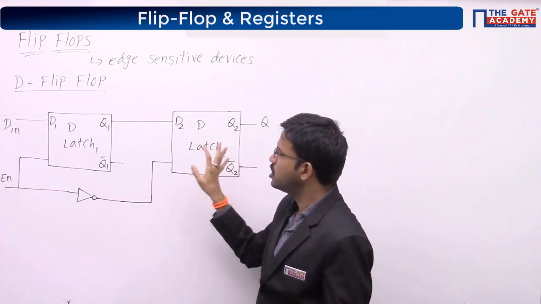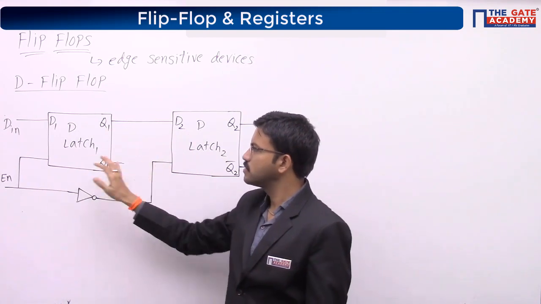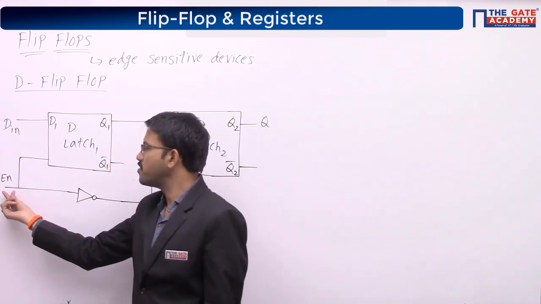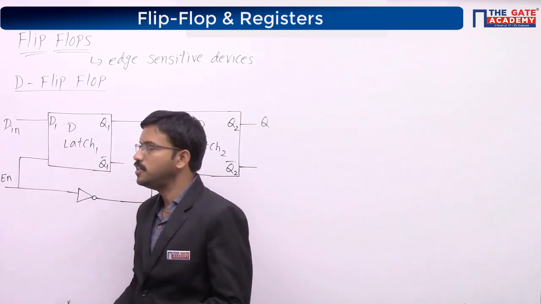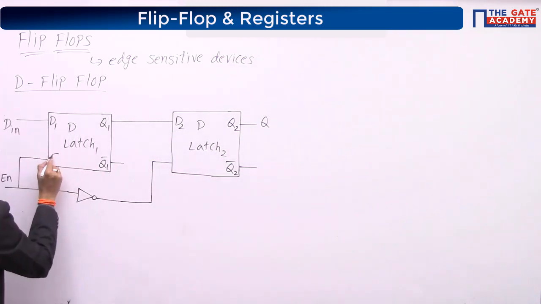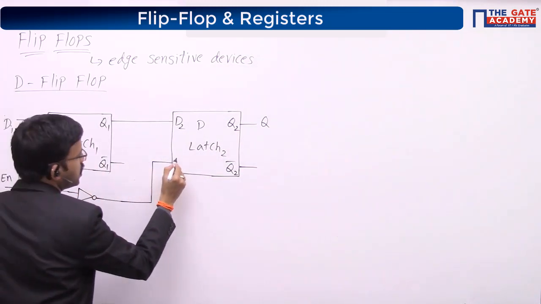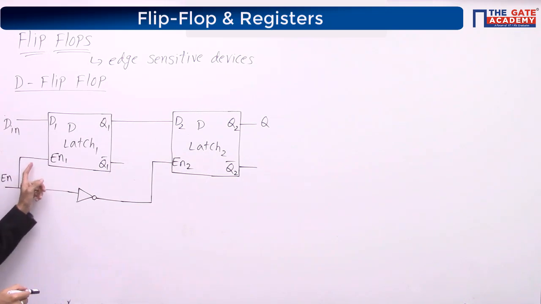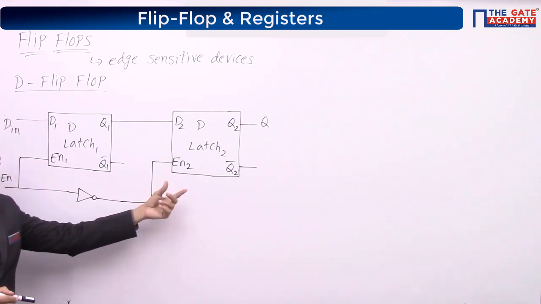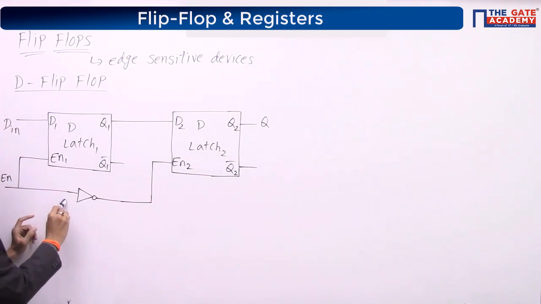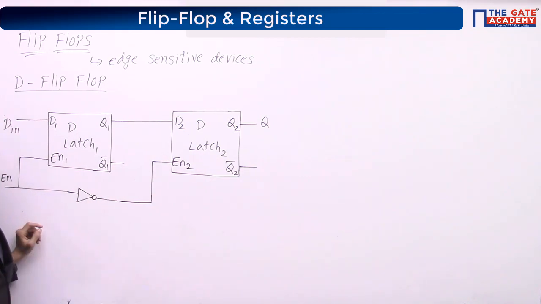For both the latches, you will be having two enable signals. Here I am giving the external enable as the enable for this one. If you want, you can write this one as enable 1, EN1, and this one as enable 2. Direct enable signal I am giving to the first latch, but for this particular latch, I am giving complemented enable. Here I am giving one inverter. The output of this one I am giving as input for this.